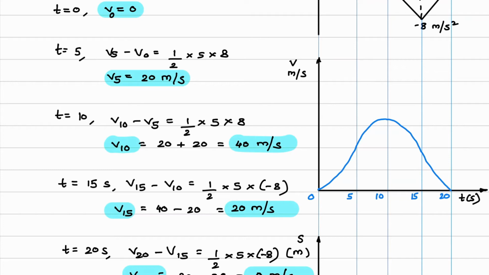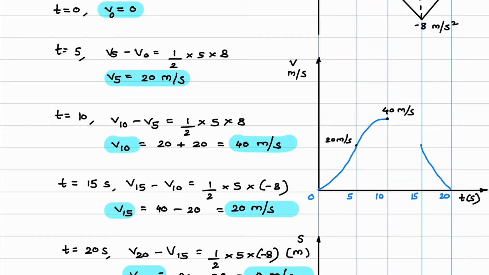Okay, so this will be the v-t diagram. Now at important points we will mark. At time equal to 5 seconds, velocity is 20 meter per second. At time equal to 10 seconds, velocity is 40 meter per second. And at time equal to 15 seconds, velocity is again 20. So actually this point should have been here. I'll draw that part again.